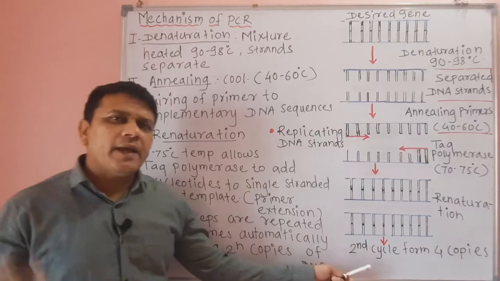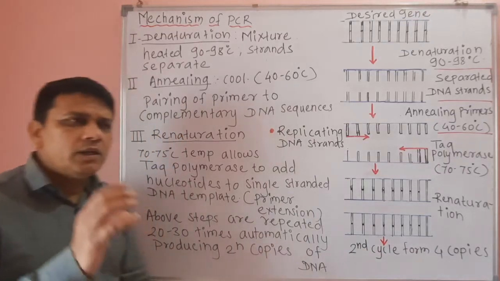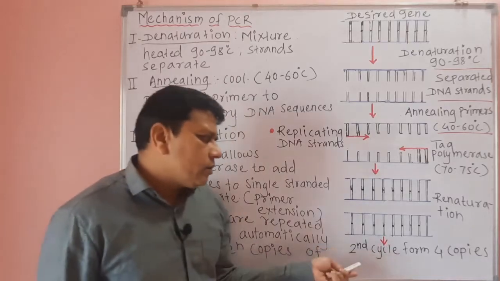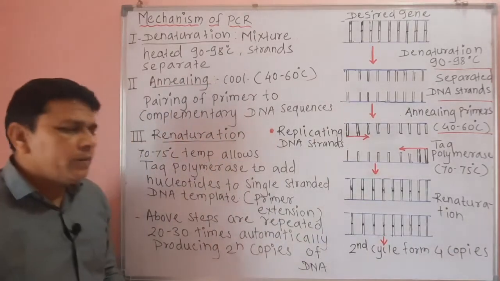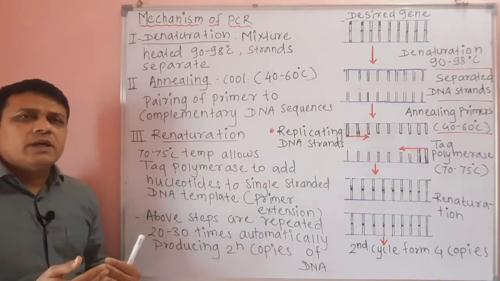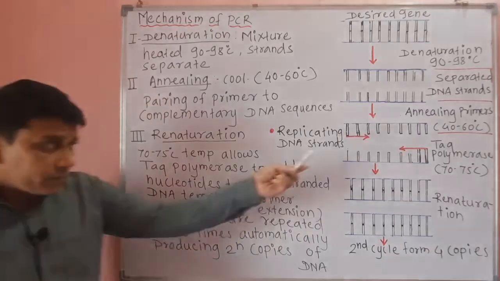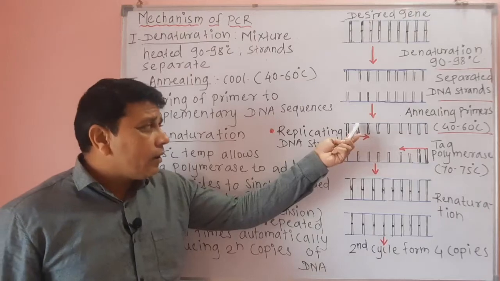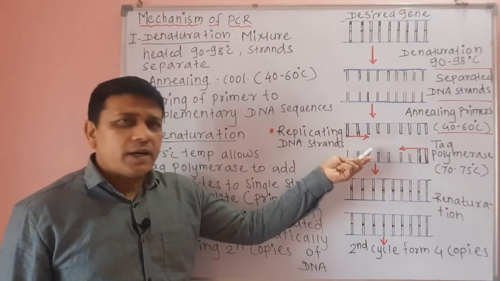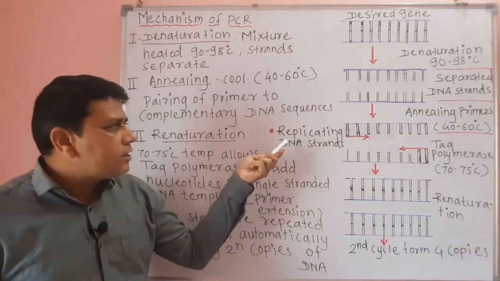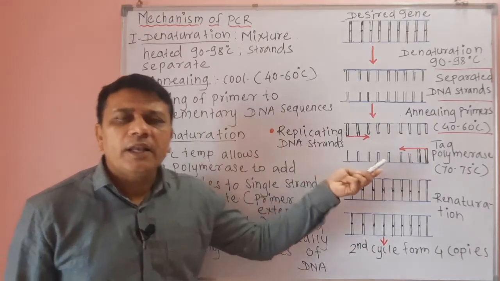Then the second cycle is continued. The machine automatically continues the cycle. So the second cycle forms 4 copies. Then the cycle repeats and DNA multiplies. So here we can see that on the two separated strands, two new strands of DNA are produced, and this process is called DNA replication.